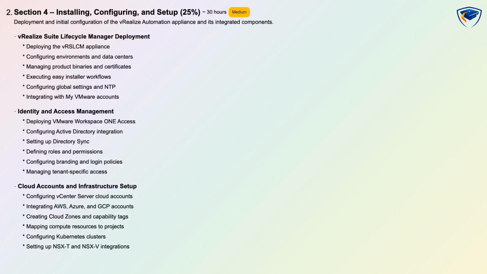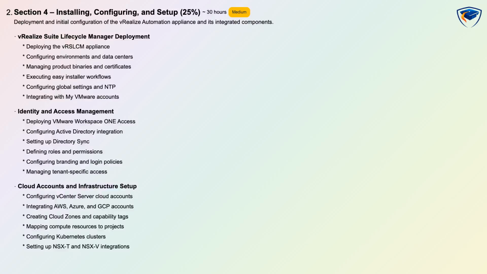Identity and access management topics include Workspace ONE Access, Active Directory integration, directory sync, roles and permissions, branding and login policies, and tenant-specific access, and cloud account setup covers vCenter, AWS, Azure, GCP, Cloud Zones, Capability Tags, Compute Mapping, Kubernetes Clusters, and NSX integration.